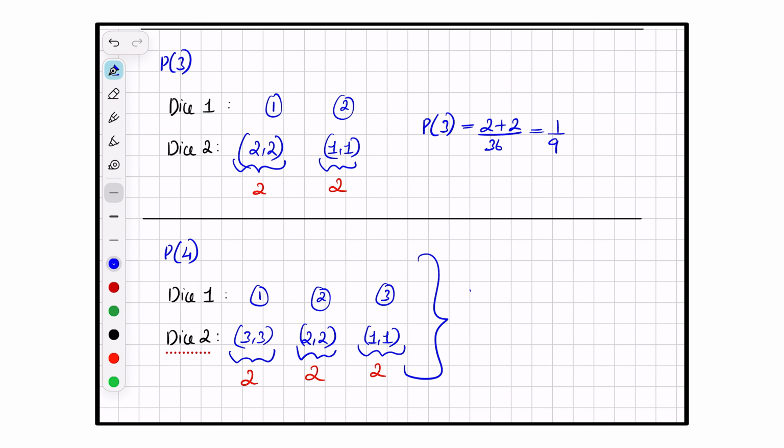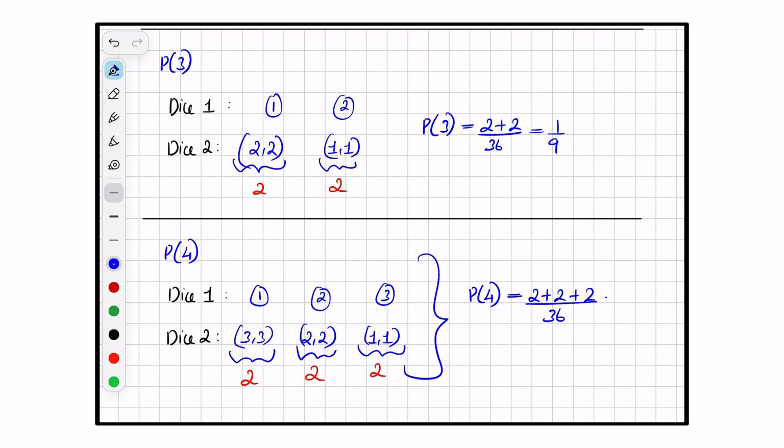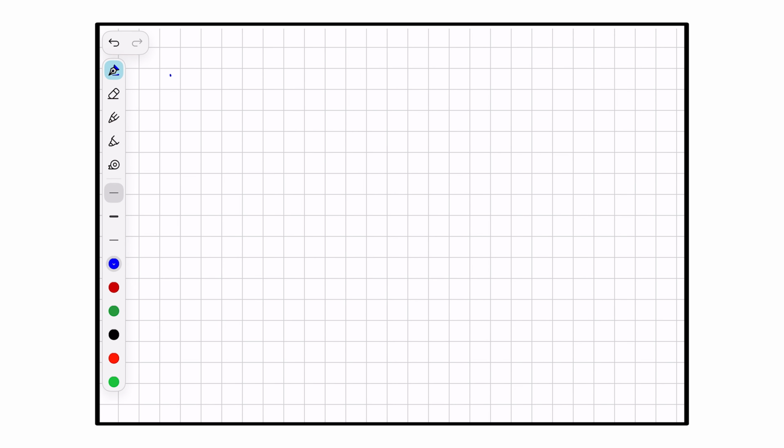Altogether, the probability of getting a 4 is 2 plus 2 plus 2 divided by 36. Again, what are these? These are nothing but the favorable outcomes. So I'll get 6 by 36 or 1 by 6. What is the probability for number 5?